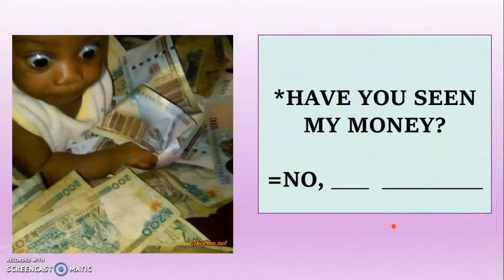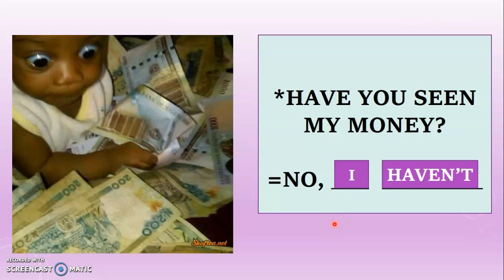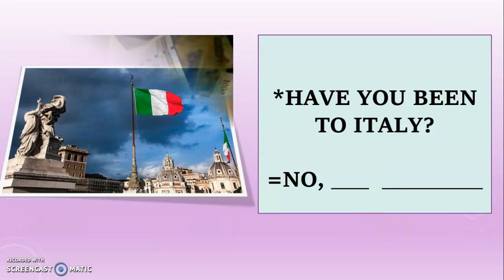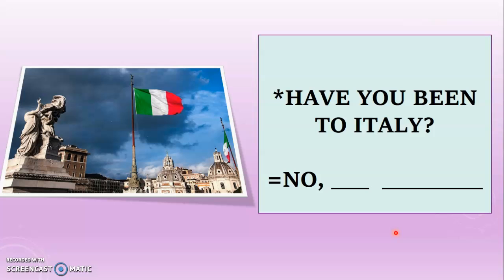Very good. Have you seen my money? ¿Has visto mi dinero? No, I haven't. All right. Next. Have you been to Italy? Been, ¿se acuerda de been? Viene del verbo ser o estar. Ese es el participio. ¿Has estado? ¿Has estado en Italia? Have you been to Italy? No, I haven't.